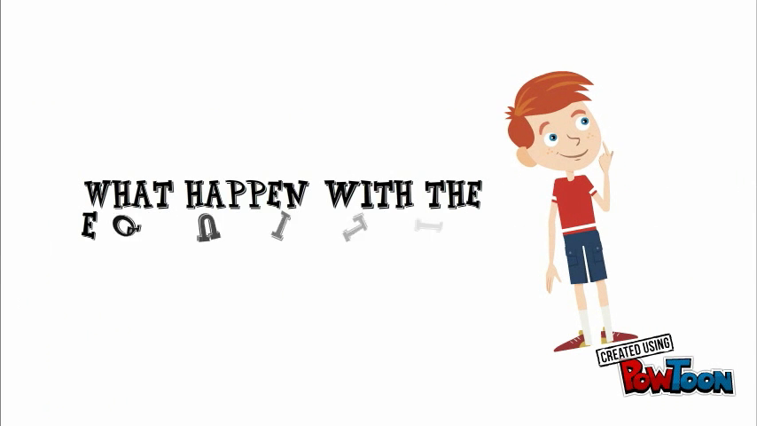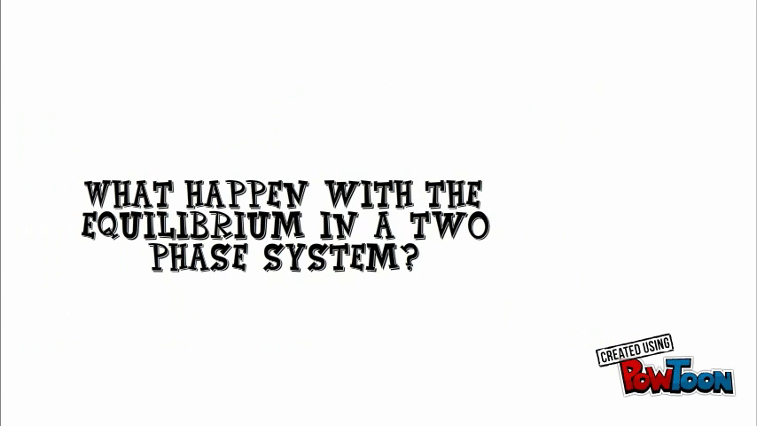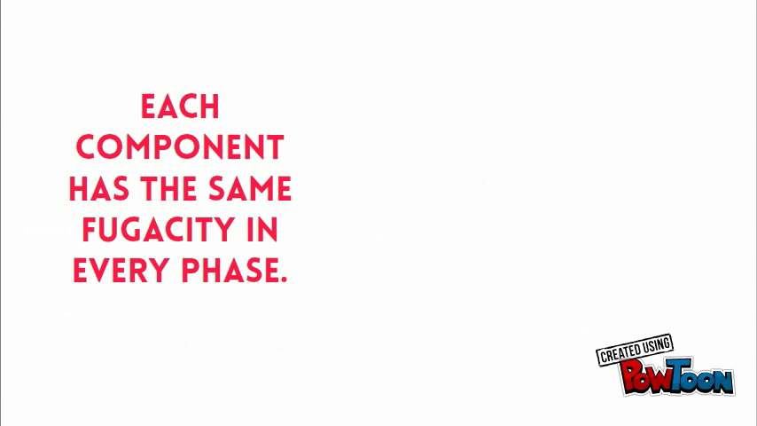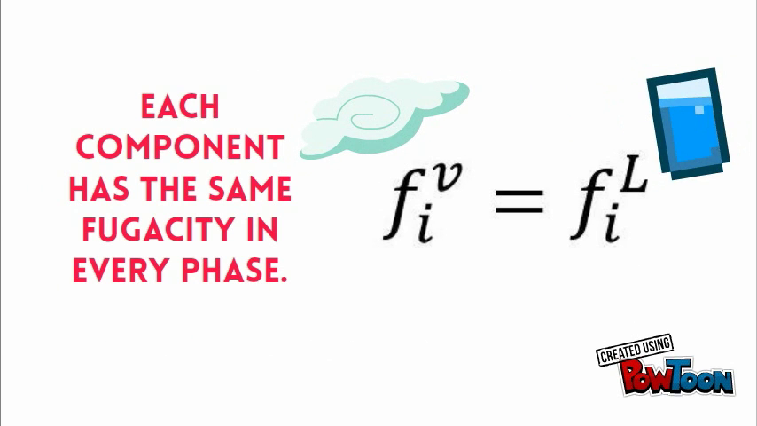What happens with equilibrium in a two-phase system? Each component has the same fugacity in every phase. If we have the simplest system, liquid-vapor, the fugacity in the vapor phase equals the fugacity in the liquid phase.